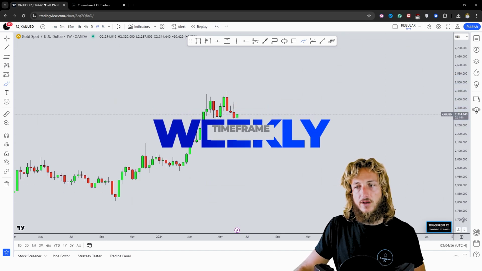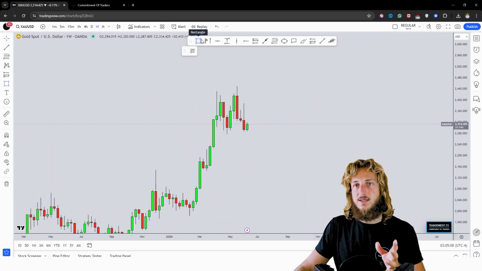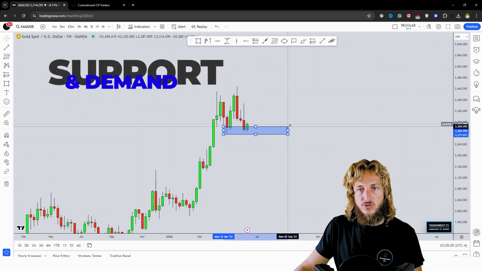Dropping down on the weekly time frame, what do we see? Well, from a weekly standpoint, it seems, at least at the moment, that the market is finding support at this previous level of support and demand.